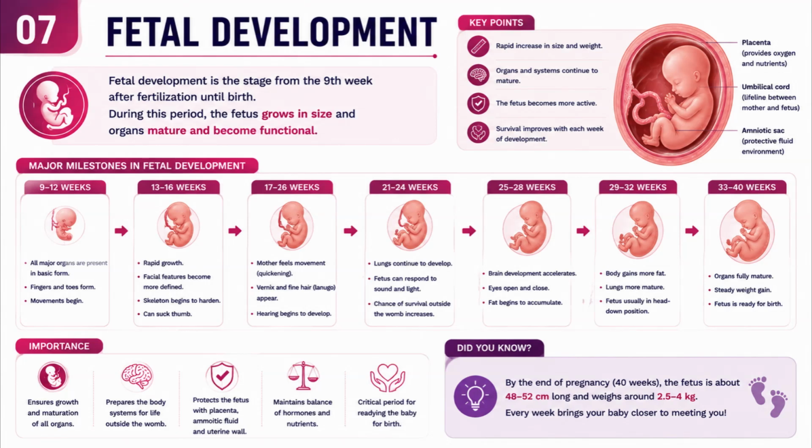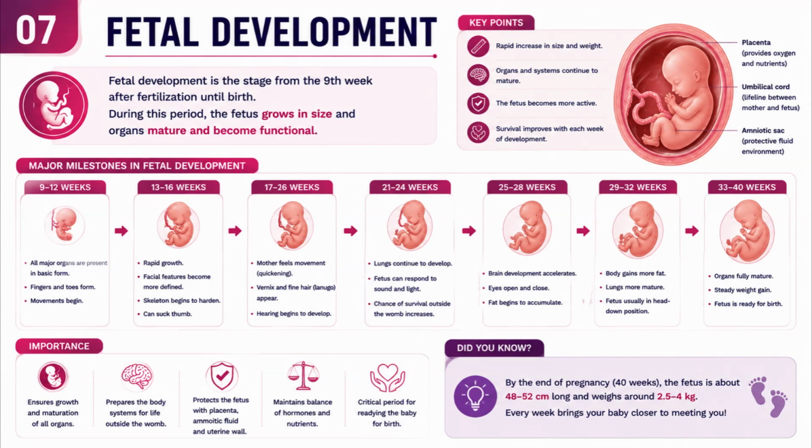Between 9 and 12 weeks, major organs are already present in a basic form, and movements begin. By the 2nd trimester, facial features become more defined, the skeleton starts hardening, and the mother may begin to feel fetal movements, a phenomenon known as quickening. As pregnancy progresses, the lungs, brain, and nervous system continue to mature. The fetus becomes capable of responding to sounds, light, and external stimuli.